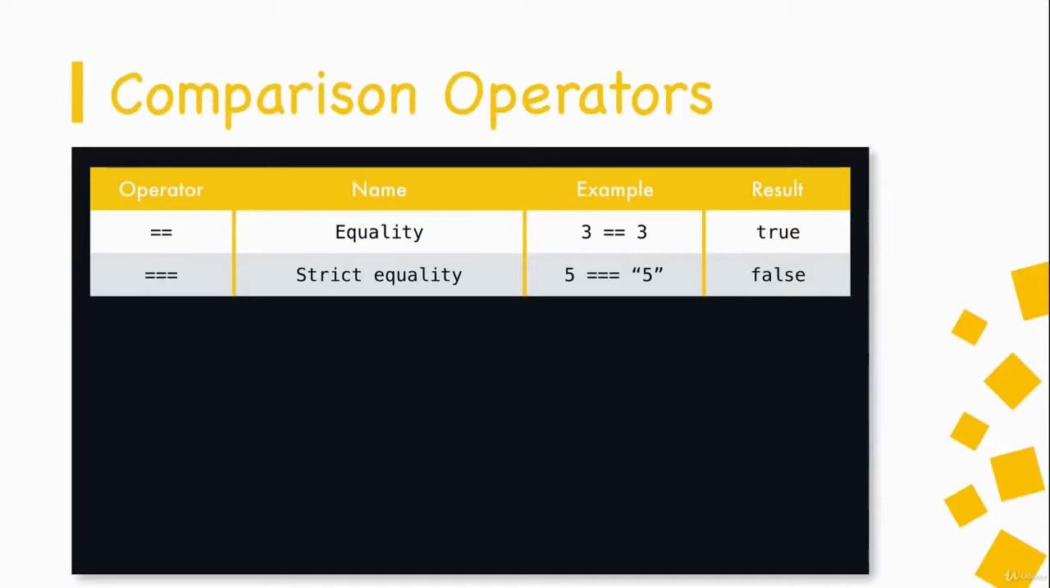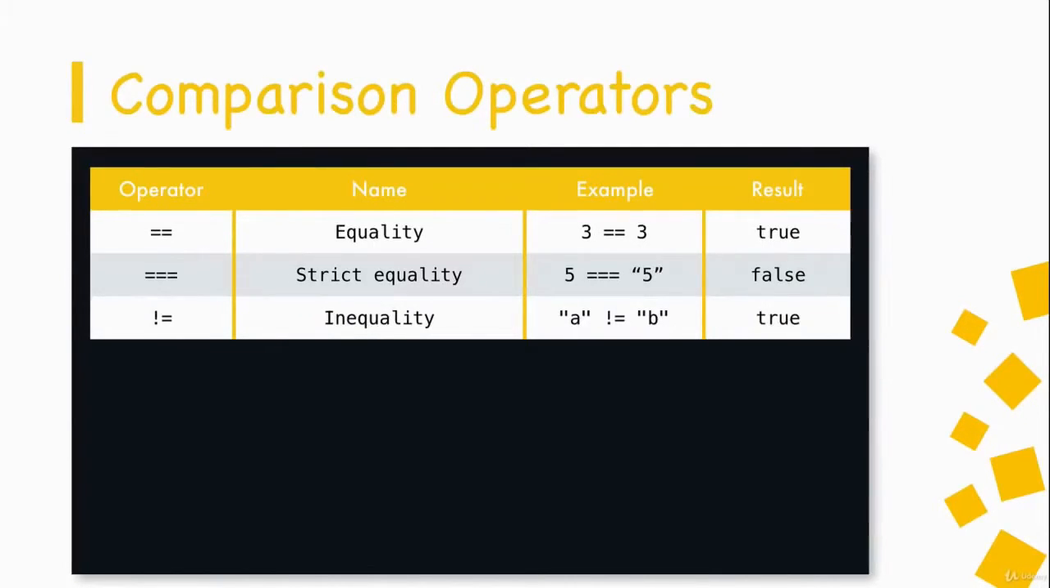So 5, the number, strict equality, 5, the string, returns false. However, this would have returned true if we used the normal equality operator. But in strict equality, we need to take into consideration the data type as well. So numbers cannot be equal to strings and vice versa. That's why the strict equality operator takes into consideration the data type along with the value when evaluating the equality. And that's why the number 5 being strictly equal to the string 5 is false.